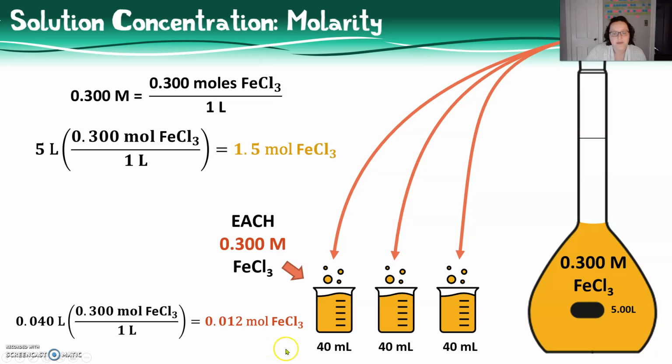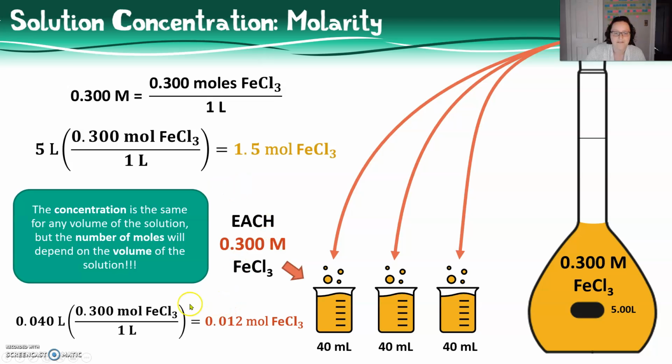And even though the volume inside the stock solution has decreased because of pouring out these 40 milliliter aliquots, the remaining stock solution will also still have the same concentration of 0.3 molar, but the moles of solute left in this remaining solution is now less than the starting 1.5 moles that we began with. So, the concentration or molarity of any volume of a solution will be the same, but the number of moles in the solution will depend on the volume of the solution.